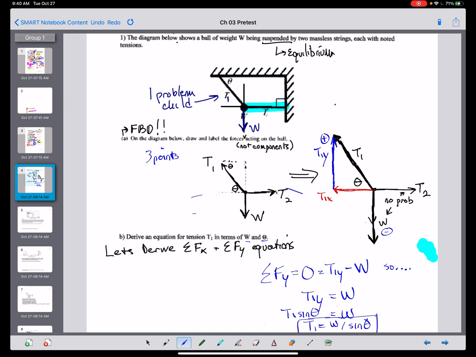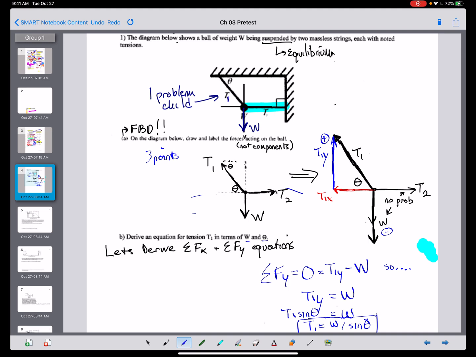Now, the answer is not here. 3, that's 4. Interesting. Oh, there it is, right there. No, I see. I kept this simple. That was a real simple one, a piece of cake. So we got T1 in terms of W. We're done. My apologies. I was thinking of the problem that's coming up in a little bit.